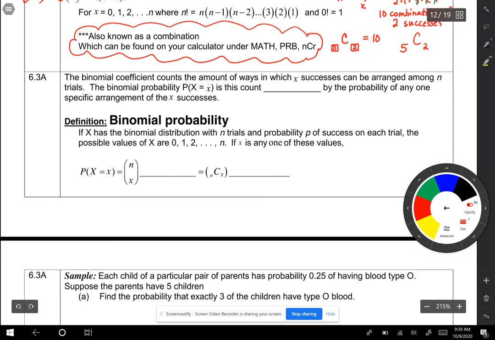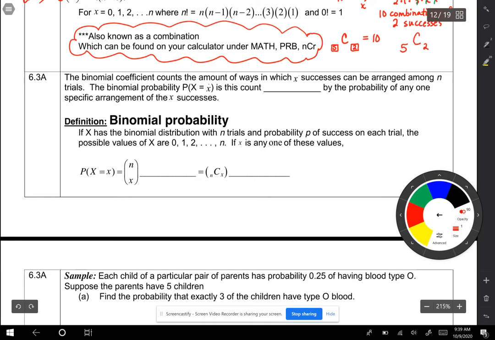The binomial coefficient counts the number of ways, which I talked about, in which x successes can be arranged among n trials. The binomial probability, the probability that X equals x, is the count multiplied by the probability of any one specific arrangement of the x successes. So it's getting a little harder, so you really need to focus and pay attention.